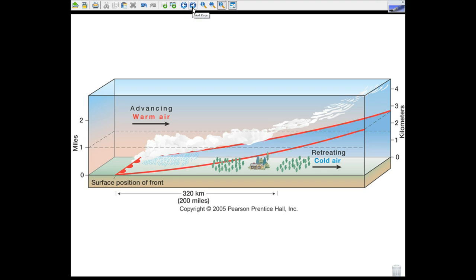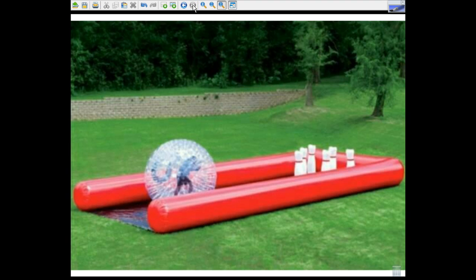So now you know what a cold front is and a warm front, so you know what time it is. Yep, that's right, it's time to get out the gigantic human hamster ball and go bowling. It does look like a lot of fun, doesn't it? Someday.